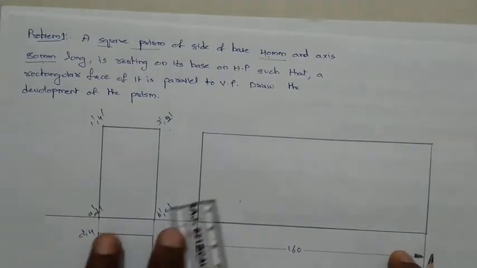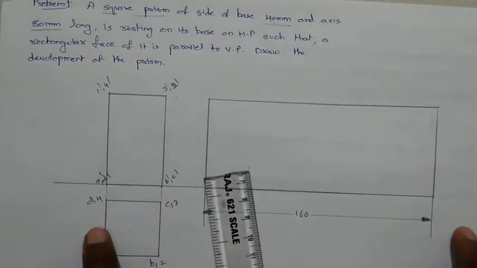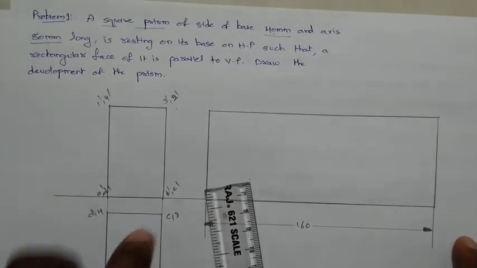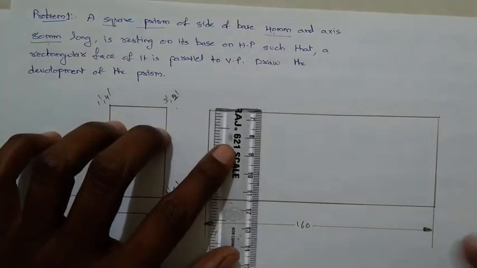Now divide it into 4 equal parts. Why do you have to divide it into 4 equal parts? Because this is a square prism having 4 sides. Each side is 40 mm. So divide it into 4 equal parts.